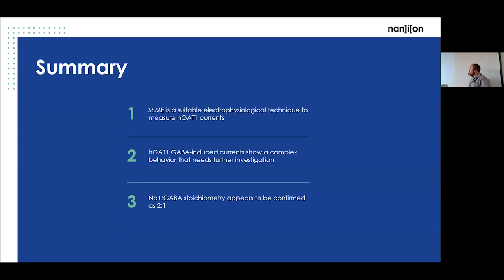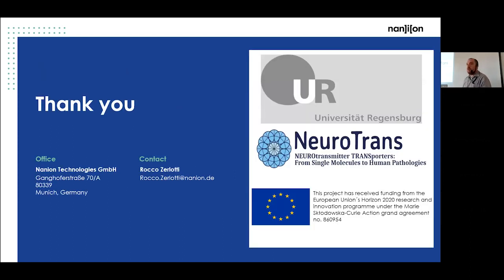in literature. So again, for a quick summary, SSME is a suitable technique for measuring currents on human GAT1. The GABA-induced currents on human GAT1 show a very complex behavior because they are basically triphasic. And again, lastly, sodium and GABA stoichiometry appears to be confirmed as 2:1. So that is all, and thank you for the attention.